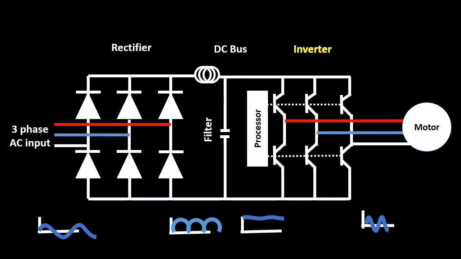This is done by applying a switching pattern on the DC bus to approximate a sinusoidal output of the desired frequency. This method is referred to as pulse width modulation, or PWM.